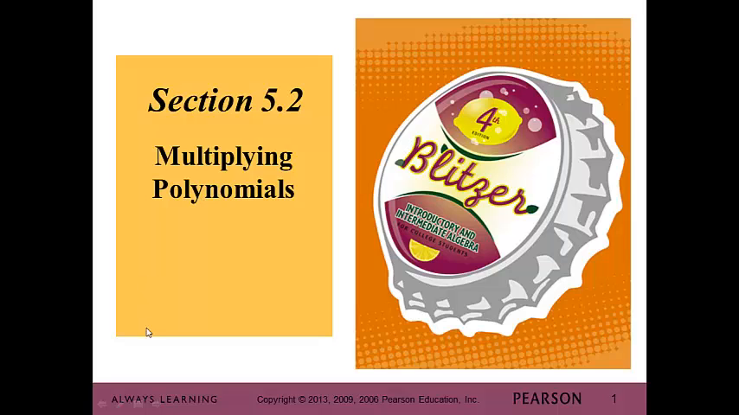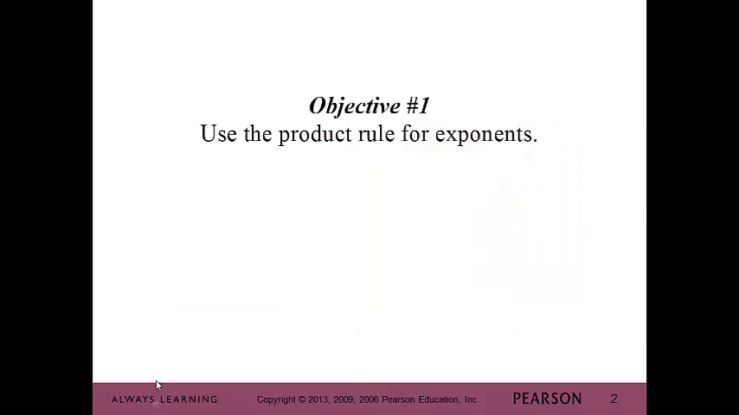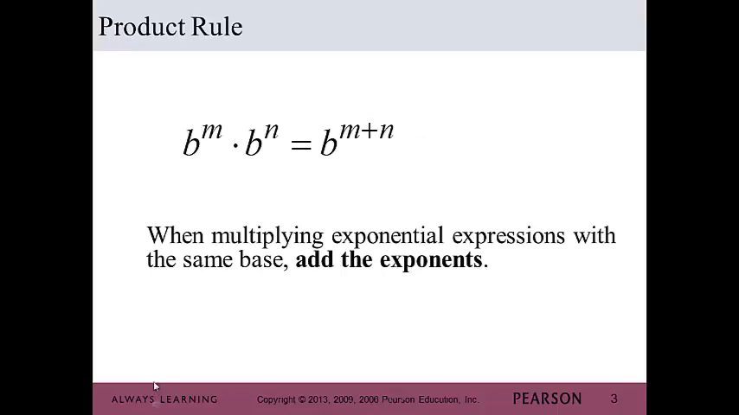Now we're in chapter 5.2 and we're going to be multiplying polynomials. Our first objective is to use the product rule for exponents. The product rule states the following. When multiplying exponential expressions with the same base, add the exponents. So the rule is to keep the base and add the exponents.